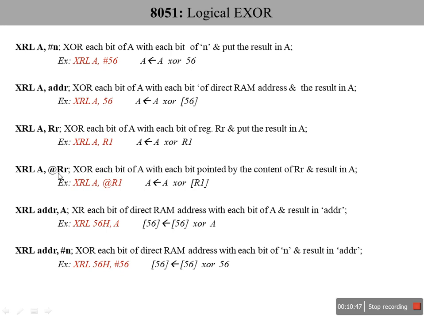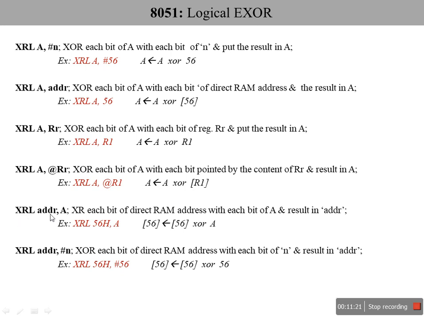Here, this Rr register will contain the address of the operand with which the XOR operation needs to be performed. For example, XRL A comma @R1. Here the control goes to the memory location whose address is in R1, brings that data, and a logical XOR operation will be performed bit by bit with that content and the content of the accumulator. The result will be in the accumulator like this.